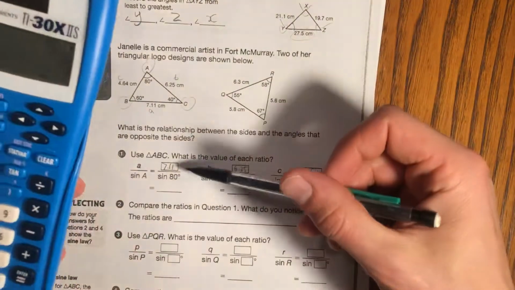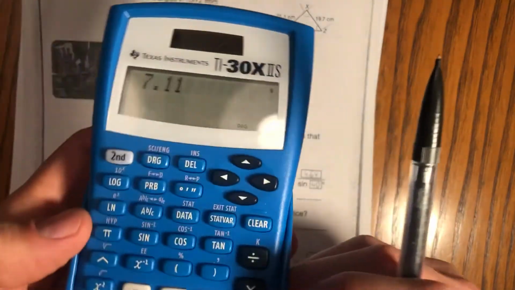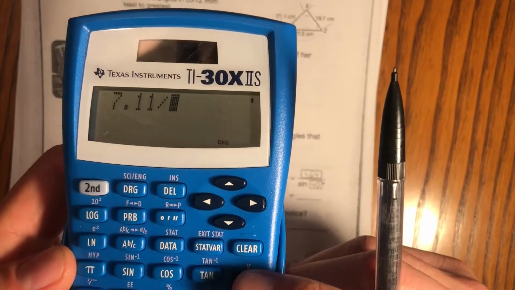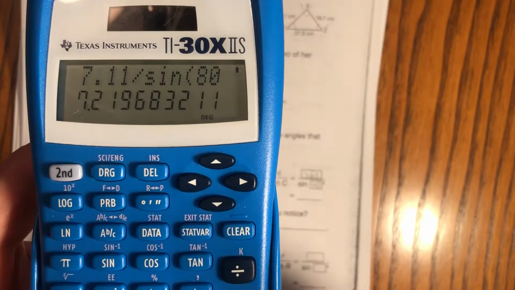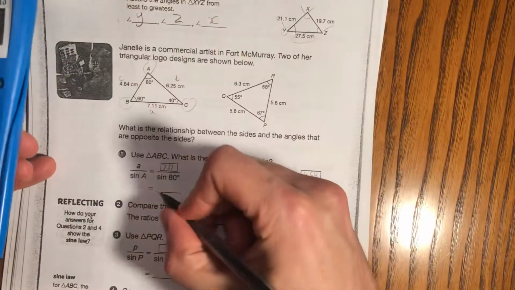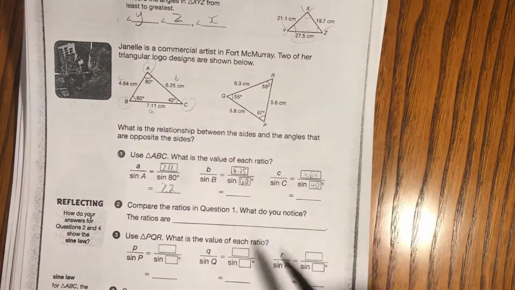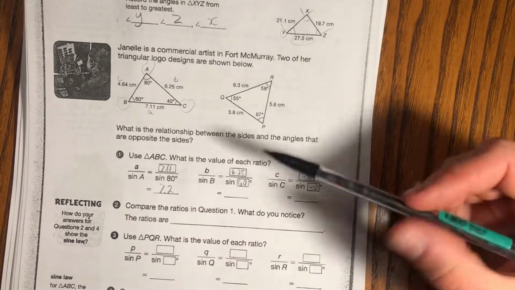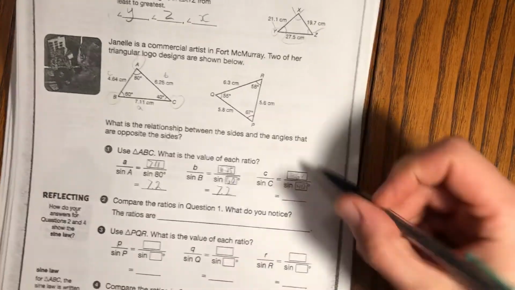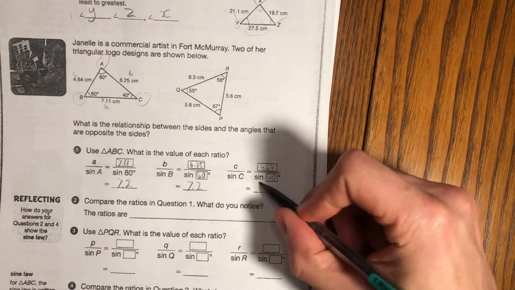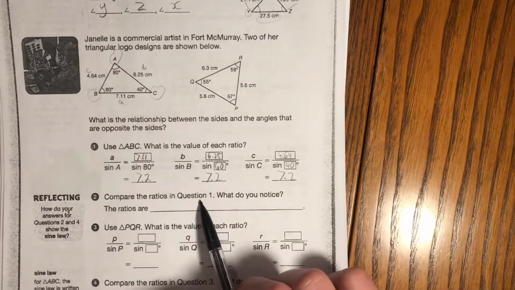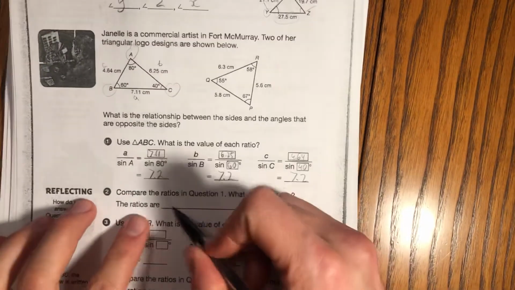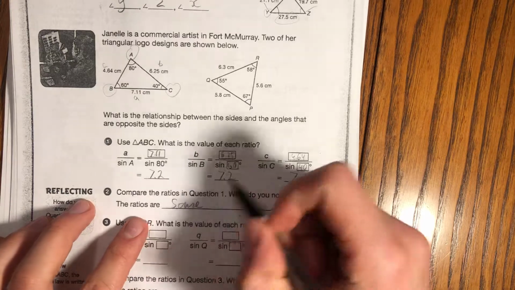So I'll show you how to do this on your calculator. You take 7.11 and you divide by sine of 80. And you get 7.2. Now you do it for this one, and you're gonna notice that you're gonna get the same answer, 7.2. And you guessed it, for the third one, you're gonna get 7.2. So this is a ratio. Compare the ratios in question 1. What do you notice? The ratios are the same.